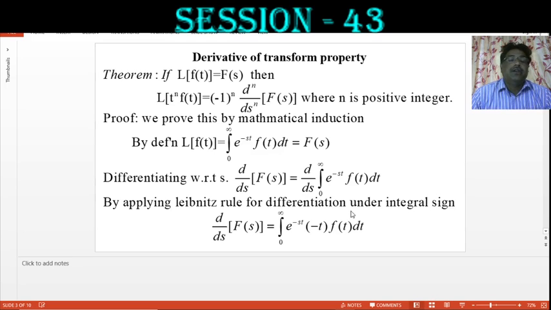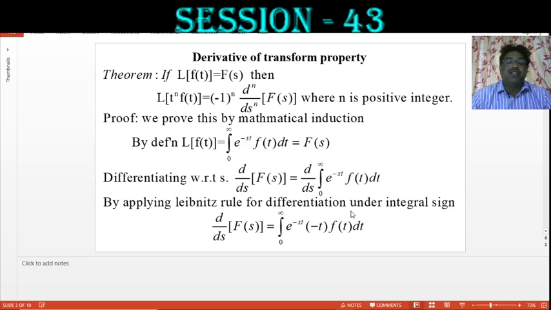That means if L of f of t is given, then we have to take the Laplace transform of the multiplication of t with f of t. We are going to deal with that here. Now, we shall prove this by mathematical induction. By definition, L of f of t is equal to the integral from 0 to infinity of e raised to minus st f of t dt, which can be written as capital F of s.